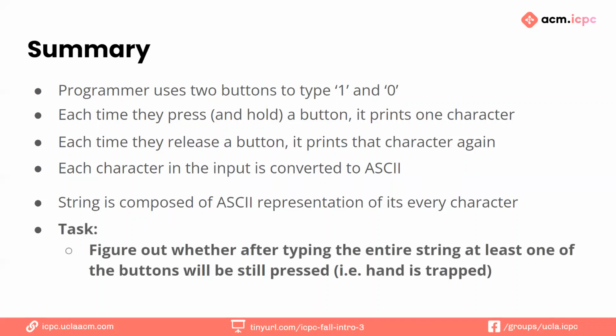So the task for now is to figure out whether, after typing the entire string of zeros and ones, at least one of the buttons will still be pressed. So your hand will be pressing it because, for example, you typed 1 and then you're still pressing it and you didn't release it. So that would mean that one of the hands is trapped. Does anyone have any questions about the problem statement, the setup?